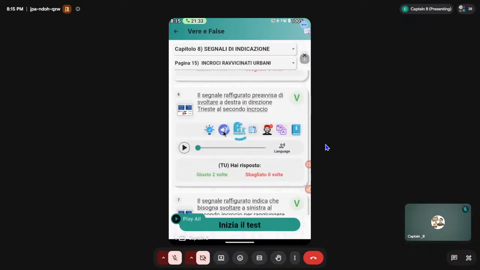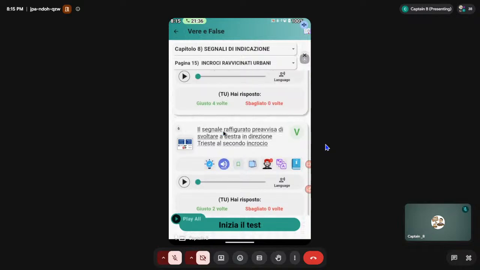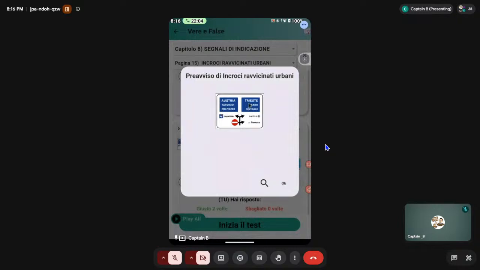Number 6. Il segnale raffigurato preavvisa di svoltare a destra in direzione Trieste al secondo incrocio. Now, pay attention. Trieste is found where? You can zoom your screen. Here raffigurato, preavvisa. Is this that is referring to? Is announcing, reporting of turning. To which side? To your right. In direction Trieste. Trieste is found here. Look at it here. Trieste is on which side? The right hand side, okay?